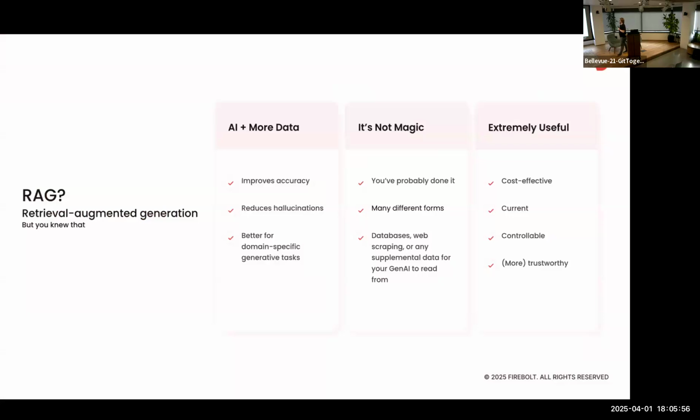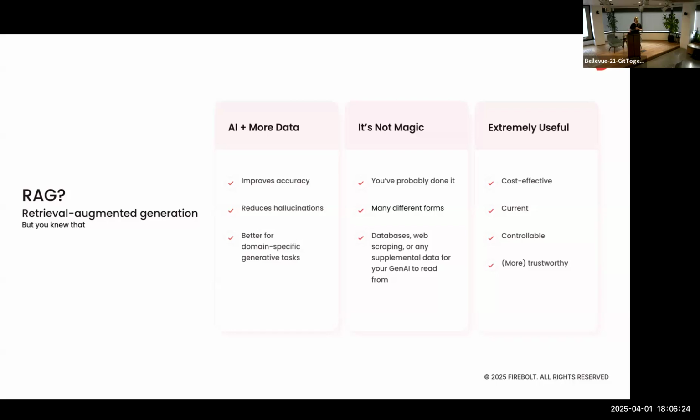I've chosen to define it as AI and more data. In this case, data could be a blog, documentation, a website, a database, whatever you want. And the key to RAG is that a model has been trained on the whole universe of data. There is everything out there in the world that has been input into the model. But that means that it's really good at being general and not always really good at being a domain expert.